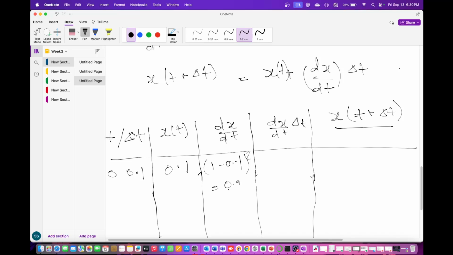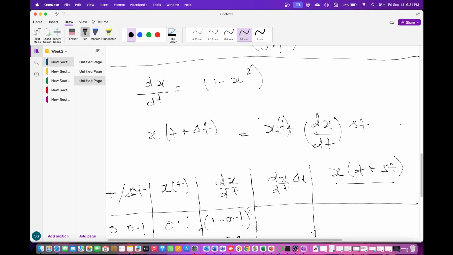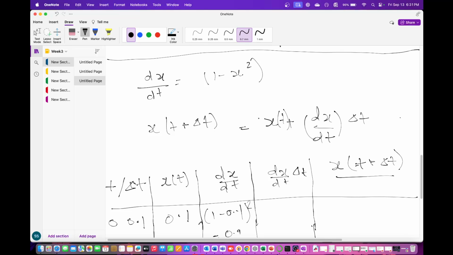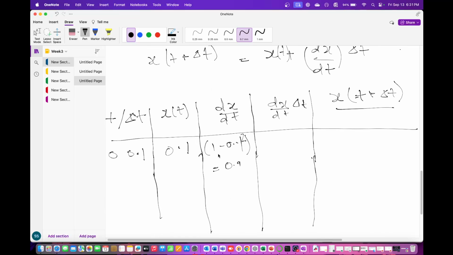First, we have to differentiate that equation, 1 minus x square. Then only we can substitute the value. Sorry, why your dx/dt is defined like this, 1 minus x square. You don't need to differentiate, so I put the square sign like this. So it's 1 minus 0.1 square, so 1 minus 0.01 is basically 0.99, right?